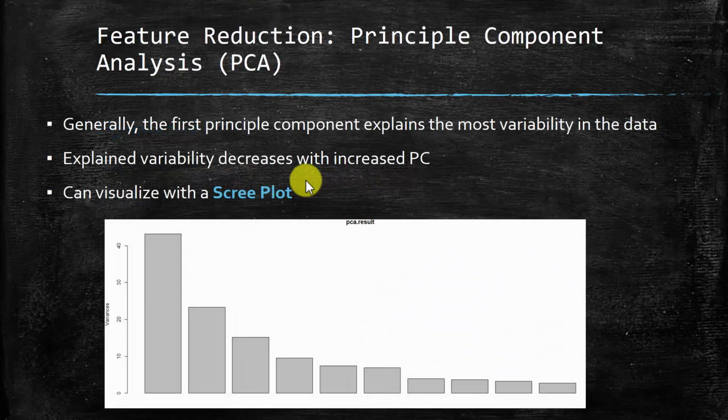Generally, the first principal component explains the most variability, and then it decreases from there. Again, explained variability decreases with increased principal component number. This can be visualized in a scree plot, and these can be produced in R. So again, this is the first principal component. It has the most variability, and you can see a reduction in the variance as you go out to larger principal components. So we may not need these higher principal components to fully characterize the data.